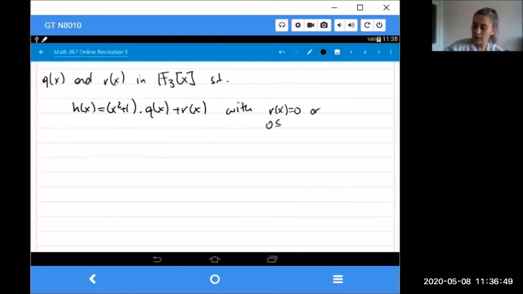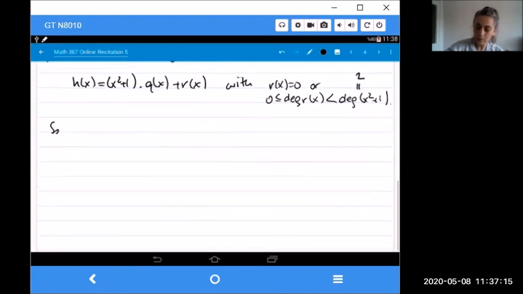or 0 less than or equal to the degree of r of x, strictly less than the degree of x squared plus 1. Okay? Now, we know that since the degree of r is strictly less than the degree of x squared plus 1, which is equal to 2, this means that r of x is at most a polynomial of degree 1. Okay? So, r of x is something like ax plus b. Okay? A and b are coming from F3.